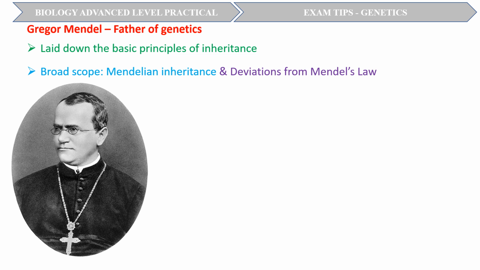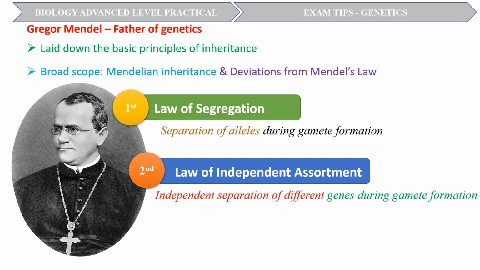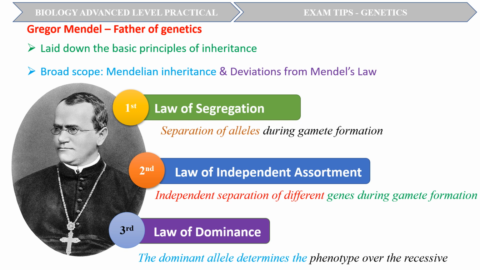Mendel's laws of inheritance include the first law of segregation, which says that each individual has two alleles for a gene, which separate during gamete formation, so that each gamete carries only one allele. The second is the law of independent assortment, which states that genes for different traits assort independently during gamete formation, as long as they are on different chromosomes. Third is the law of dominance, which says that in heterozygous individuals, one allele, the dominant allele, masks the expression of the other, the recessive allele.